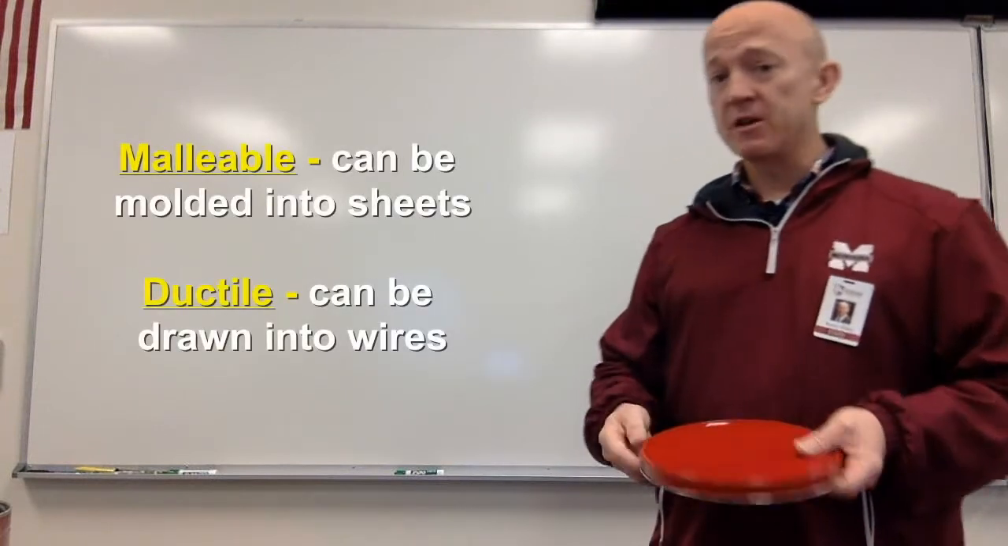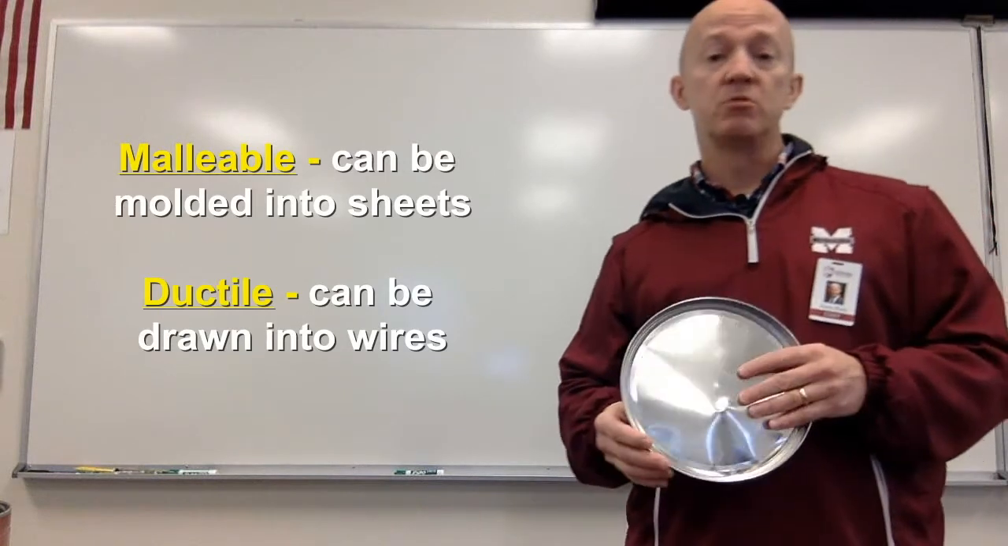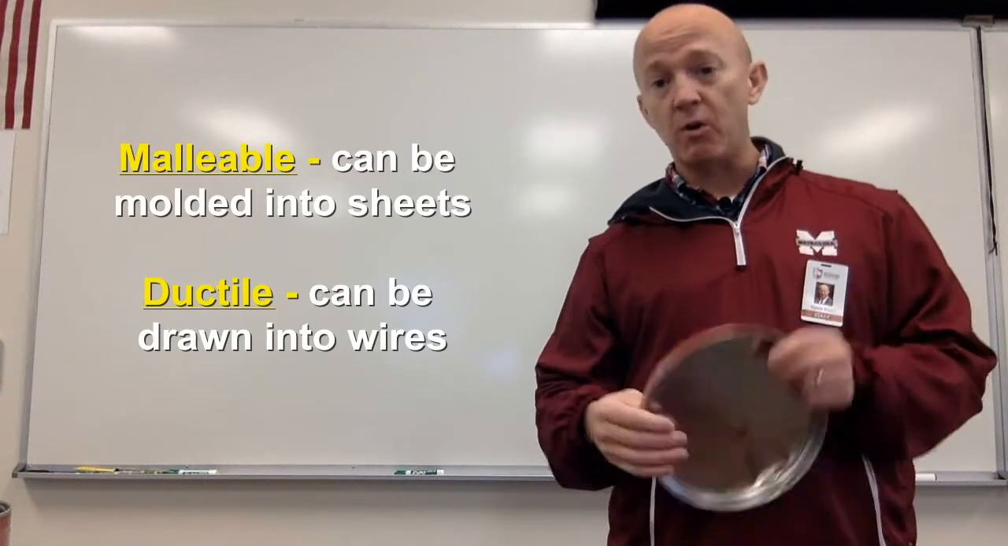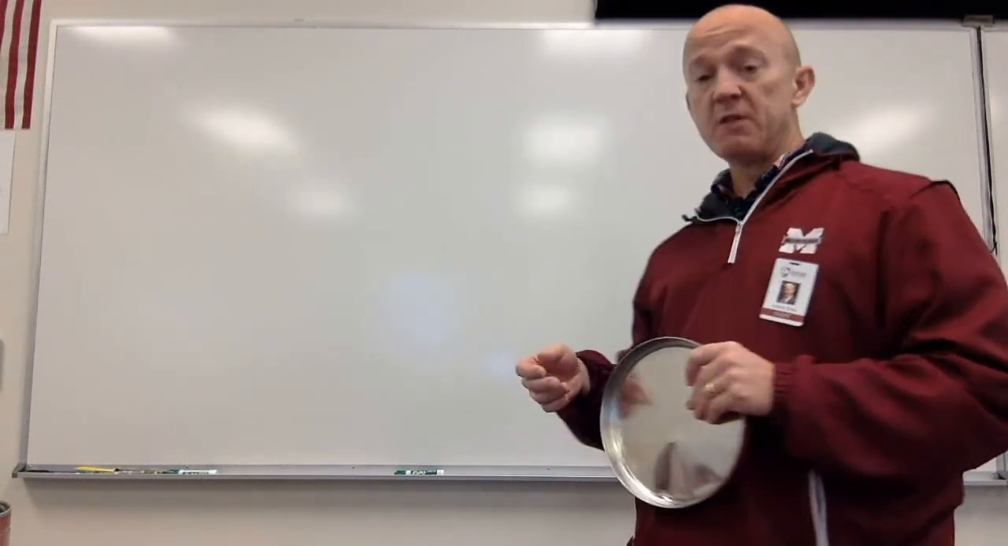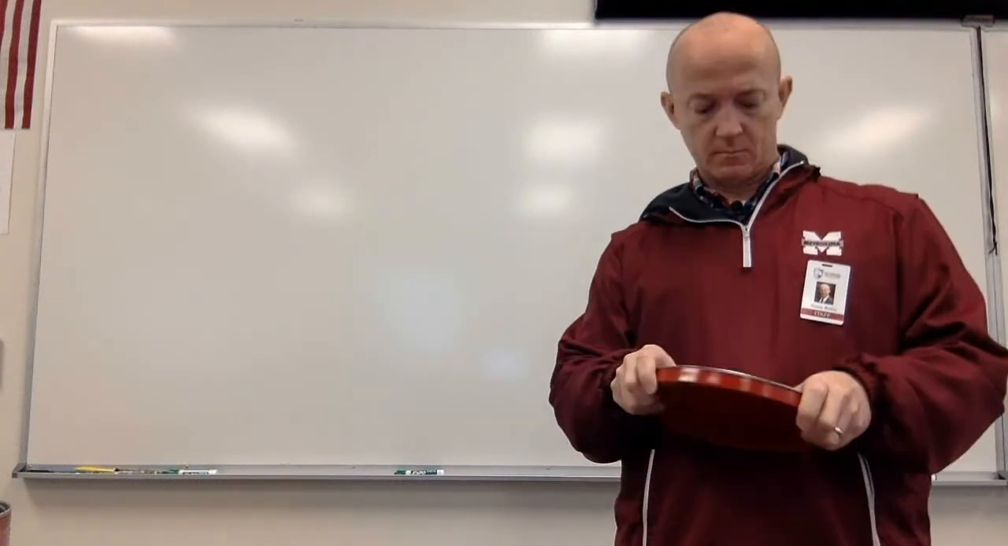Because of that, we say that metals are malleable. It just means they can be hammered into sheets. They're also ductile, which means they can be drawn into wires. So again, the particles in a metal are somewhat mobile, allowing them to be pulled or pushed past one another.